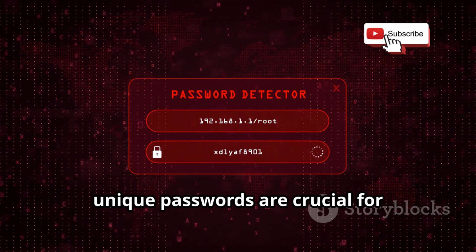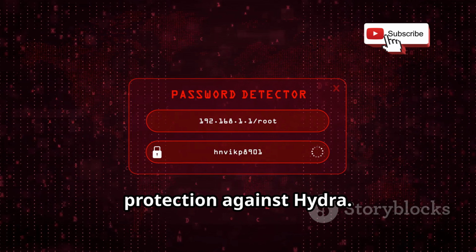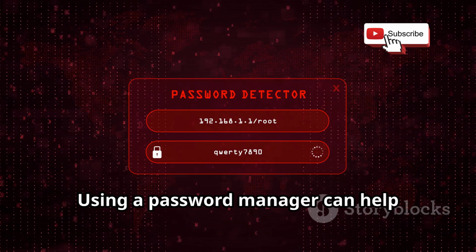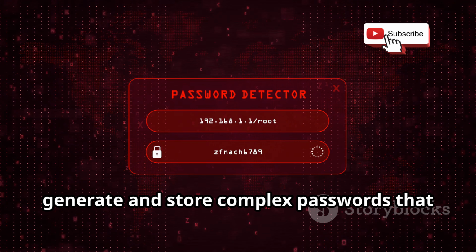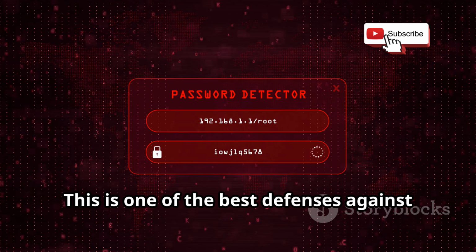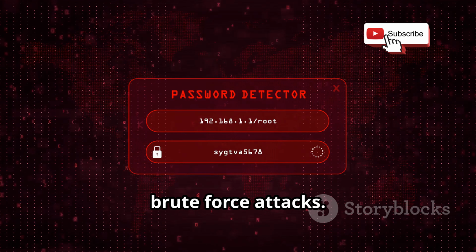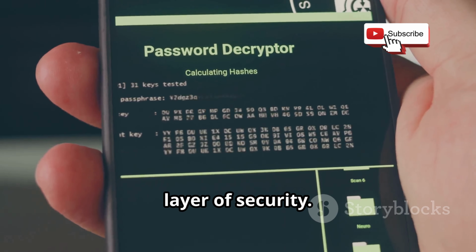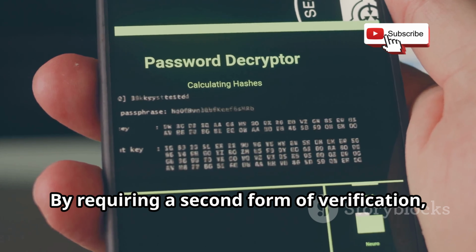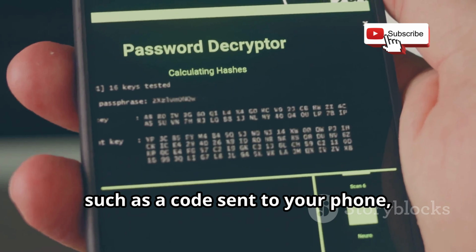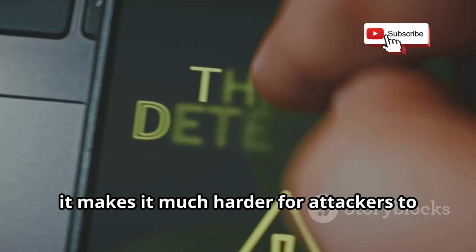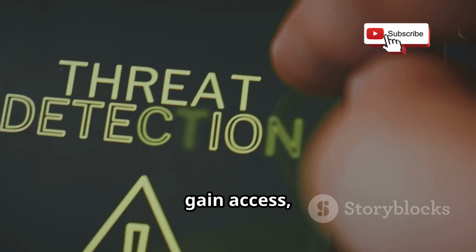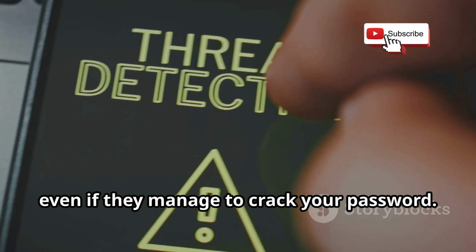Strong, unique passwords are crucial for protection against Hydra. Using a password manager can help generate and store complex passwords that are difficult to crack. This is one of the best defenses against brute force attacks. Two-factor authentication adds an extra layer of security. By requiring a second form of verification, such as a code sent to your phone, it makes it much harder for attackers to gain access, even if they manage to crack your password.